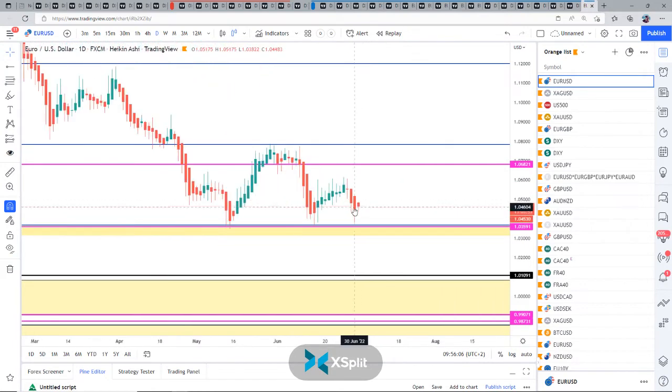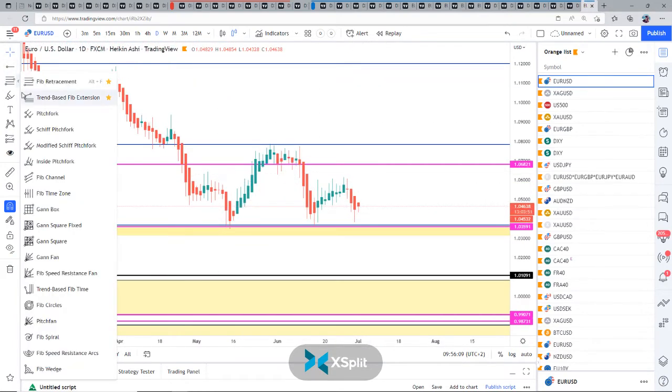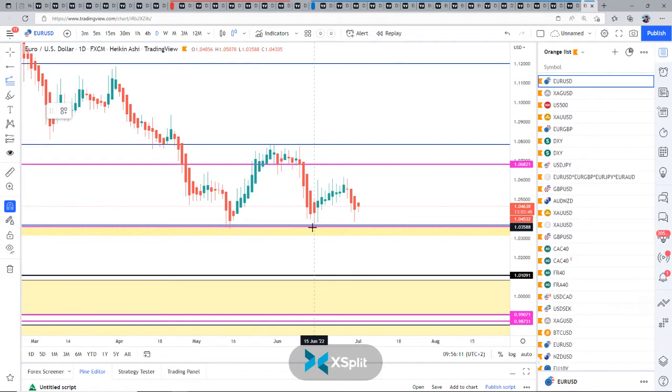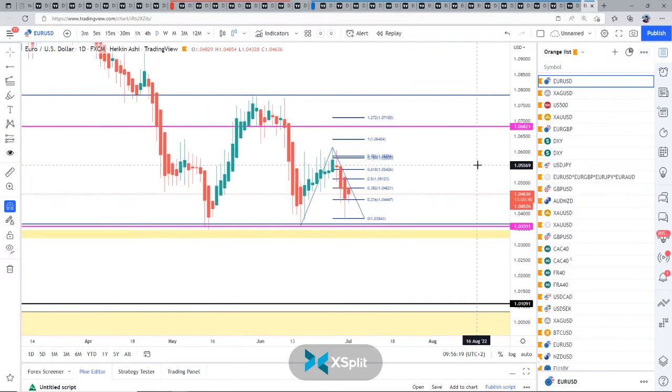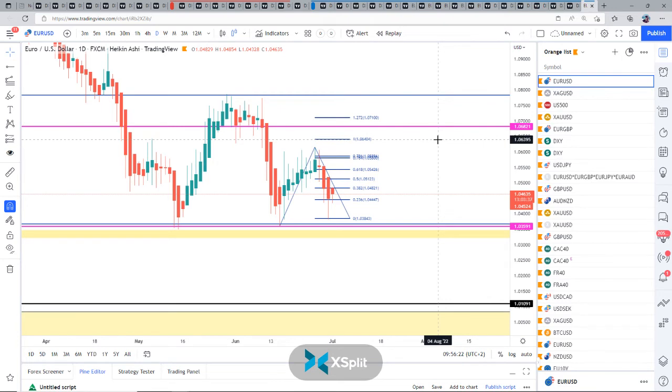Then we look, as I said, at that ABC extension. We take this high, sorry, and we take this bottom. So in that case, you see we have the 1-to-1 extension at 106.04. We have the 1-to-1.72 at 107.10. You remember I'm looking for the 107.30 area, and we have those fibs inside here.